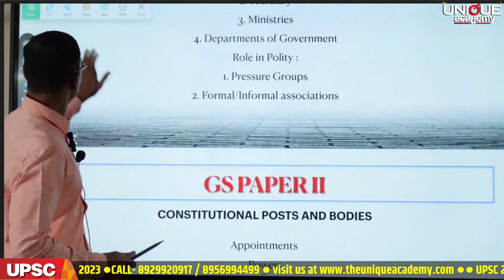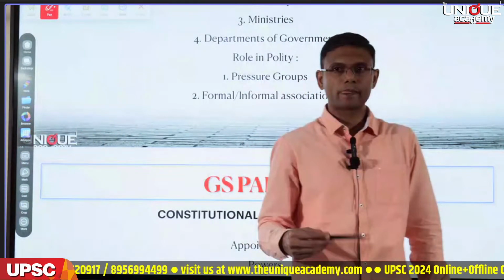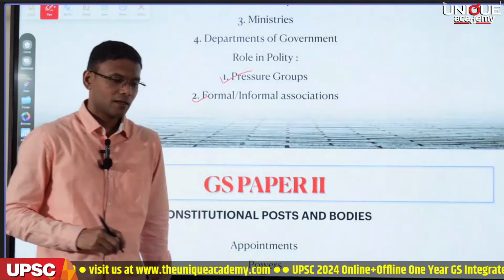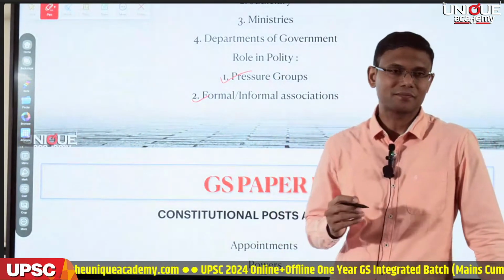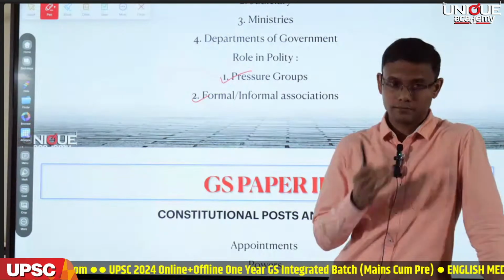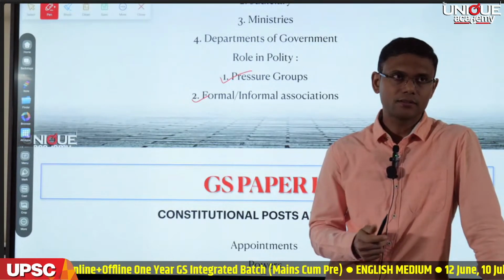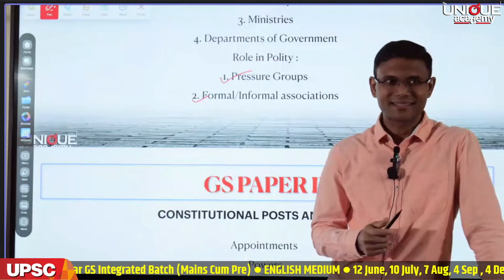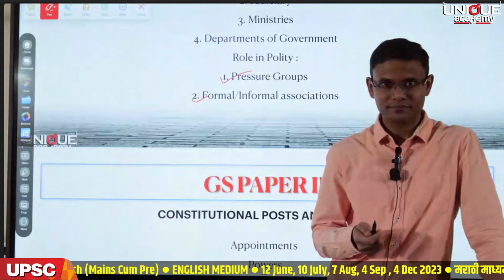Next, we have the role in polity of what? Here we have pressure groups and formal and informal associations. Let's take an example of pressure groups. Take a recent example, like Jantar Mantar. The protest is going on. You know what for? Correct?